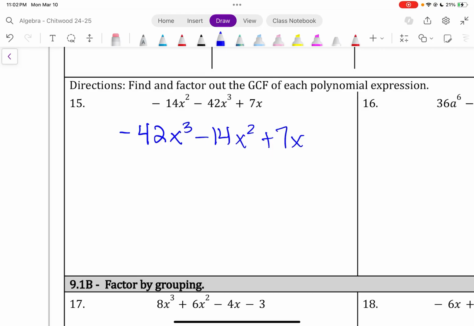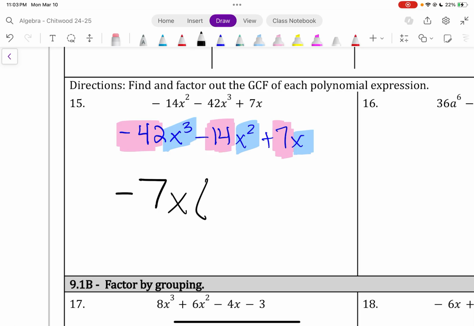That's our first step. Now I want to look at my three numbers. I have negative 42, 14, 7. Remember that first term is negative, so I know I have to take out a negative GCF. The greatest number that multiplies into all three of those is 7. So I'm starting with negative 7. Now I can look at my variables. I have x cubed, x squared, x. The greatest amount that goes into all three is just x. So that means my GCF is negative 7x.